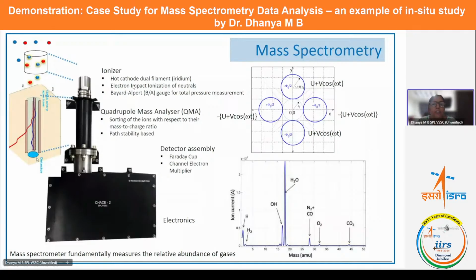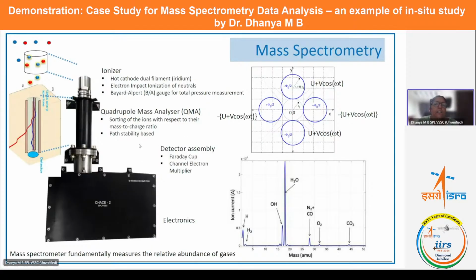Based on the mass range, I said initially 1 to 300 AMU, we have to apply voltages in that range so that 1 AMU to 300 AMU will be filtered in steps. So for a given voltage, 1 AMU will be allowed in, for the next voltage 2 AMU will be allowed in, like that.